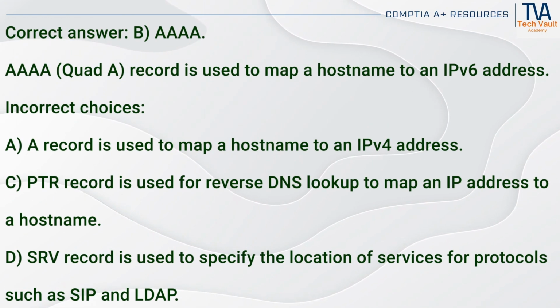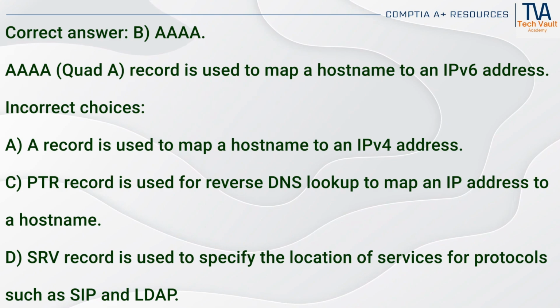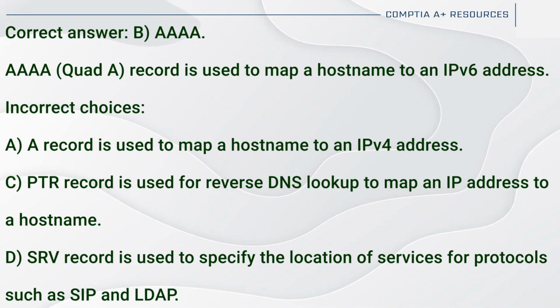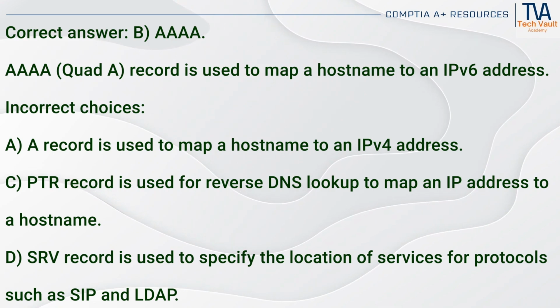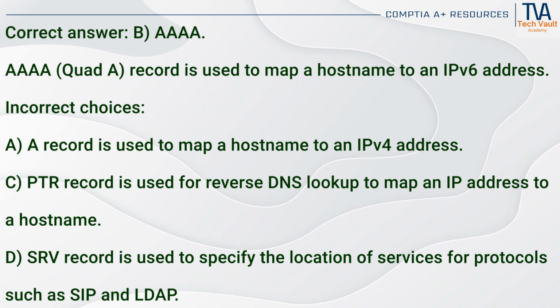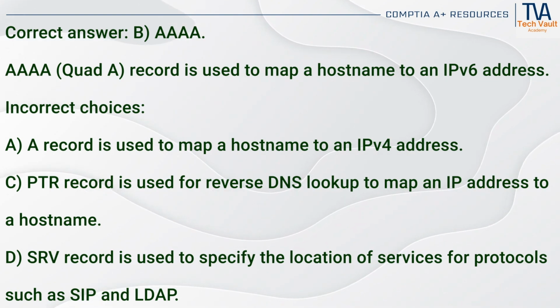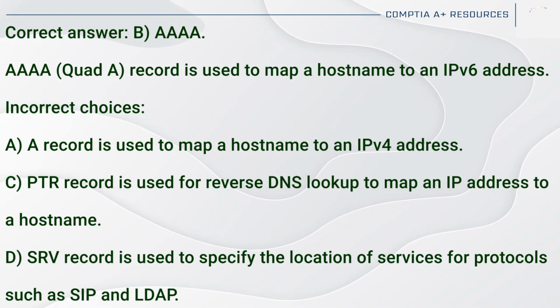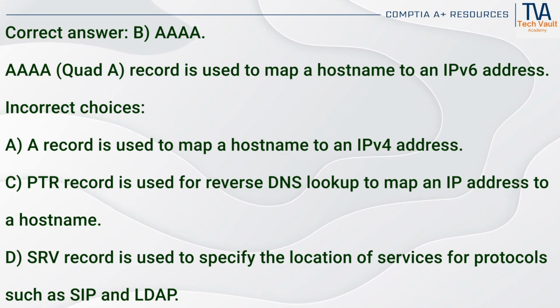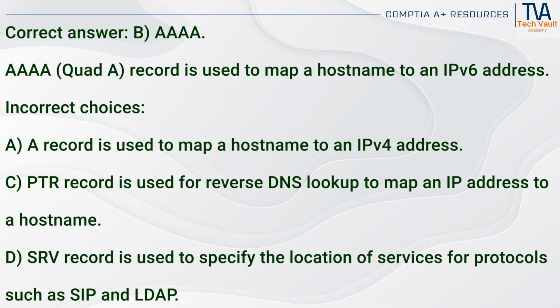Correct answer, B, AAAA, quad A. AAAA record is used to map a hostname to an IPv6 address. Incorrect choices. A record is used to map a hostname to an IPv4 address. C, PTR record is used for reverse DNS lookup to map an IP address to a hostname. D, SRV record is used to specify the location of services for protocols such as SIP and LDAP.